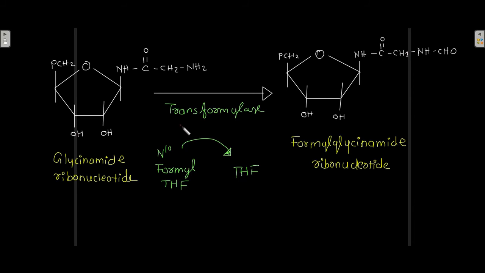So this is how the second step looks. Okay, this glycinamide ribonucleotide is getting converted into formyl glycinamide ribonucleotide. Okay, this reaction is catalyzed by transformylase. As you can see, this NH2 is getting replaced by CHO. So this is what is happening in the second step of the purine biosynthesis, and in the process N10 formyl THF is getting converted into THF. So this is the second step in the de novo biosynthesis of purine.